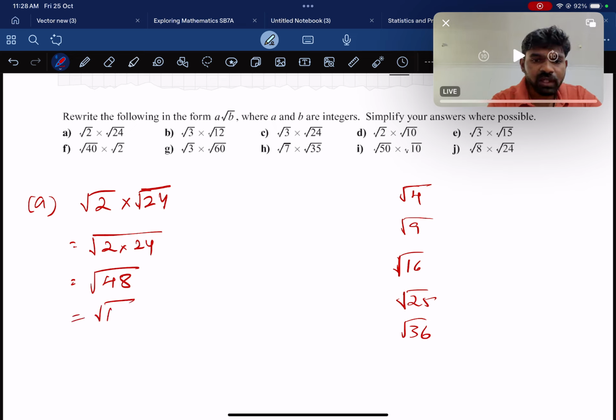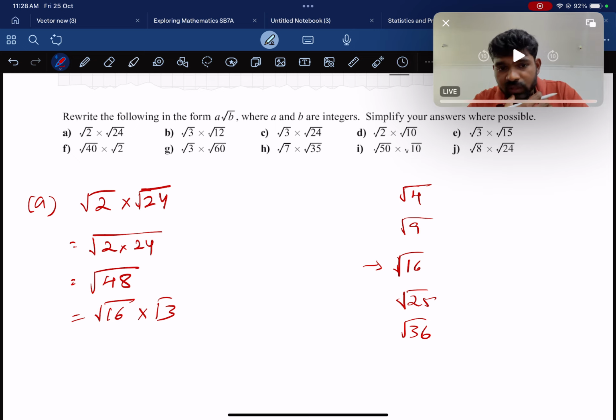So I'll write root of 16 times root of 3. You can select any values such that one value is a perfect square and the other is a surd. The perfect square value is root of 16, which becomes 4, and I got the answer as 4 root of 3.